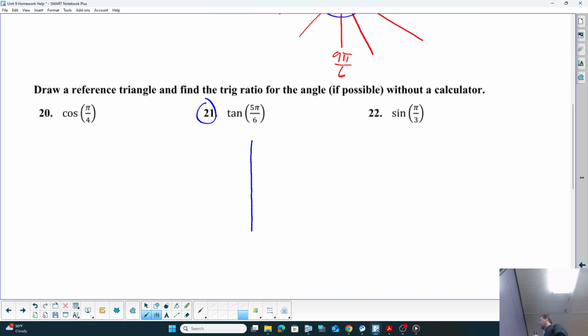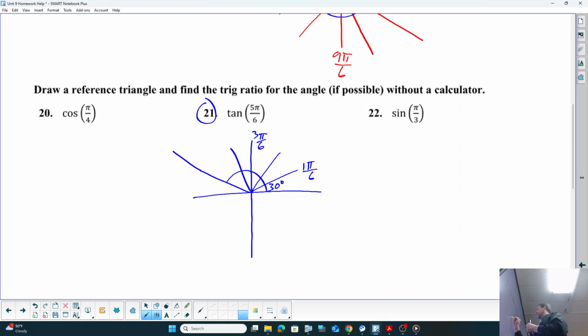So I think we could count it as well. Remember how to count it? How we count it is by pi's over 6. So right here is 1 pi over 6, and that's 30 degrees. And so then we got 2 pi over 6, 3 pi over 6, 4 pi over 6, 5 pi over 6. That wasn't too bad. So all the way to here is 5 pi over 6.